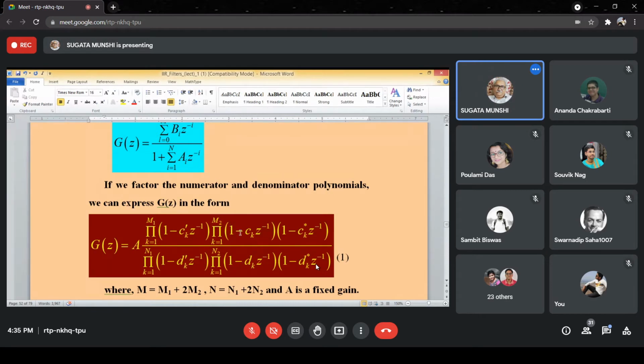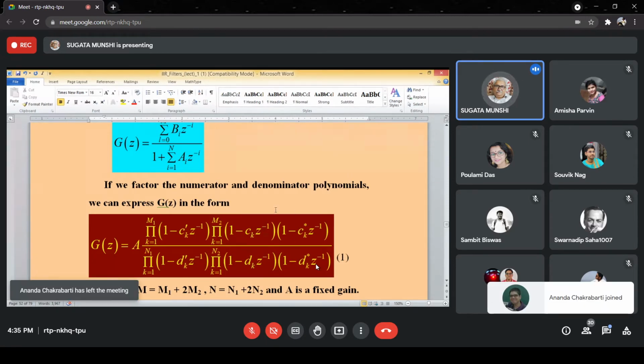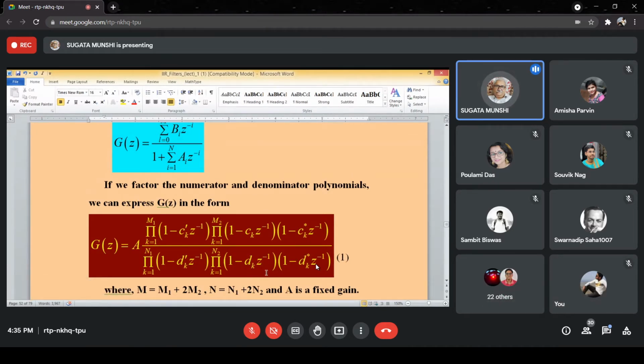Then there are second order factors, such that each such second order factor can again be factorized into two terms, and these coefficients C_k and C_k asterisk constitute a conjugate pair. Similarly, D_k and D_k asterisk constitute a complex conjugate pair. So the second order factors represent a complex conjugate pair of poles when they lie in the denominator, D_k and D_k asterisk. If they lie in the numerator, they represent a complex conjugate pair of zeros at C_k and C_k asterisk.